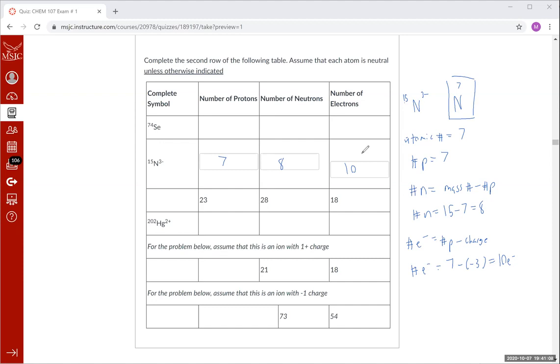This example was from one of the note sets, actually. Does this example make sense? Any questions on this example?